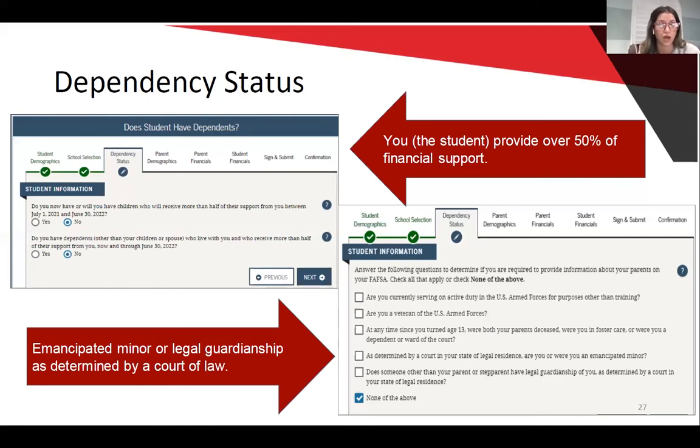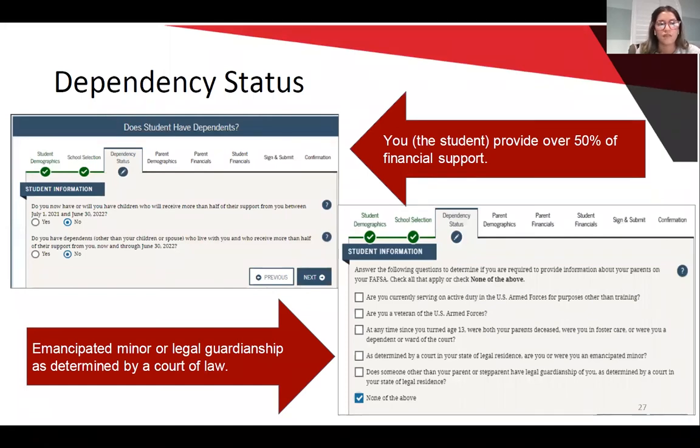So those are two different things. Are you a veteran of the U.S. Armed Forces? This question cannot be left blank. You have to answer this question. Select the box if you're a veteran of the U.S.